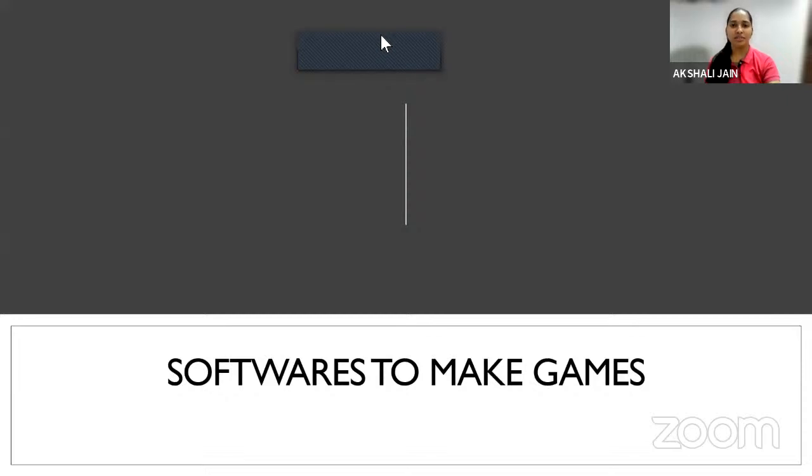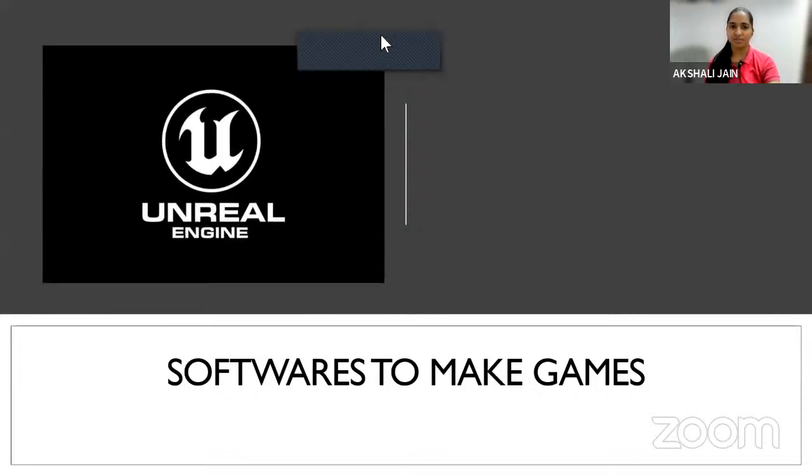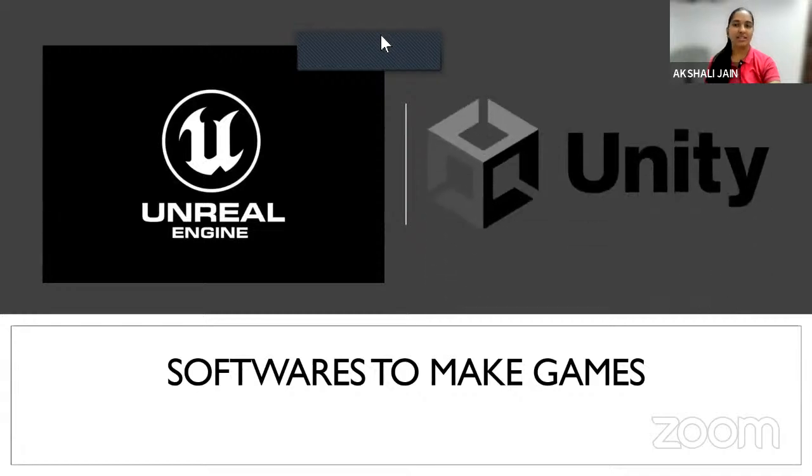Now, let's go over some software used to make games. First is Unreal, and second is Unity. These are like the right hand and left hand of game engines. Almost every company uses either Unreal or Unity to make games. It totally depends on the requirements of the game. For example, if the game is AAA, then we go with Unreal Engine. If the game is a low poly or 2D game, most hyper casual games are made in Unity.